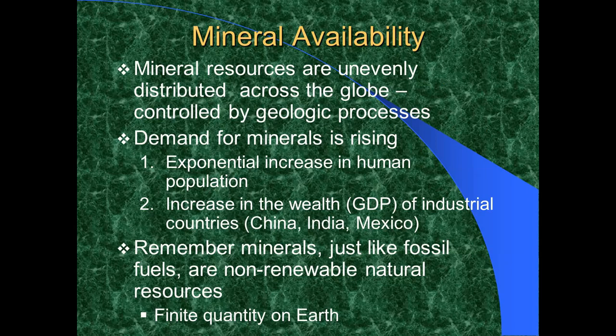And we're also seeing an increase in wealth of our industrial countries. Remember we talked about, once again, the demographic stages: pre-industrial, transitional, industrial, and post-industrial. Well, look at the three countries that are currently entrenched in their industrial revolution now. China, India, and Mexico. Think about all three of those countries have major population densities, a lot of people, and as their GDP increases, their access to minerals increases. Their demand for minerals increases.